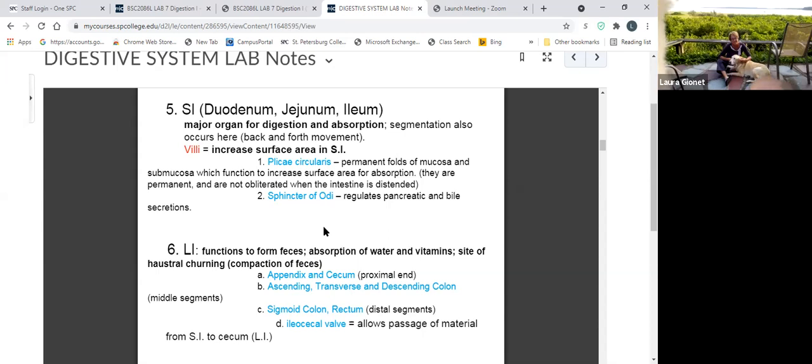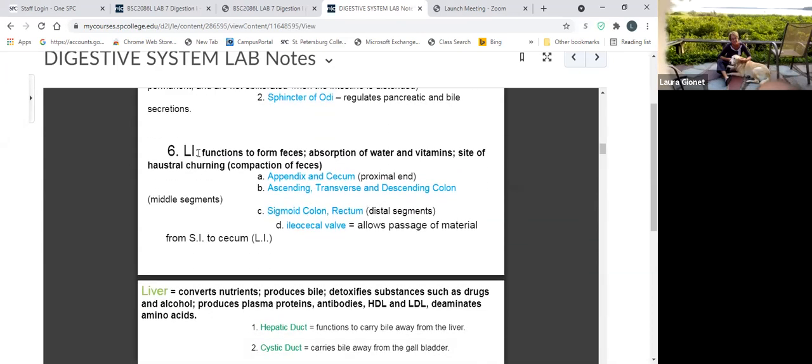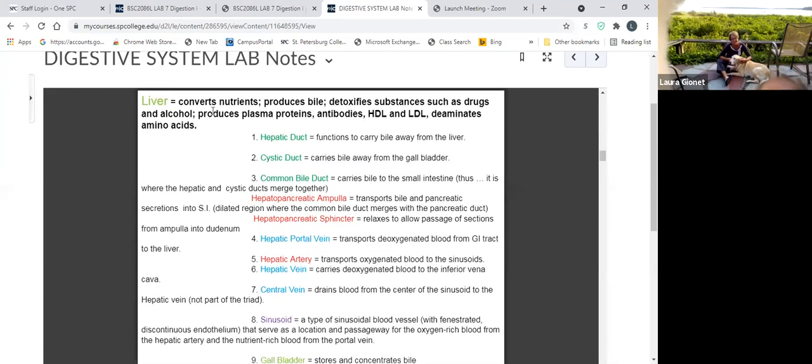They remain there, and they help to again increase surface area, just like villi do, and help slow down the transit speed, so to speak, of chyme through the small intestine. Your sphincter of Oddi, large intestine and its functions, the appendix and the cecum, the ascending, transverse, descending colon, sigmoid colon, rectum, ileocecal valve. The liver converts nutrients, produces bile, detoxifies substances, and has many different functions, such as deaminating amino acids.